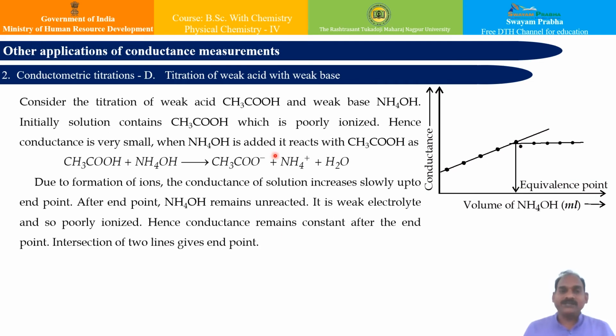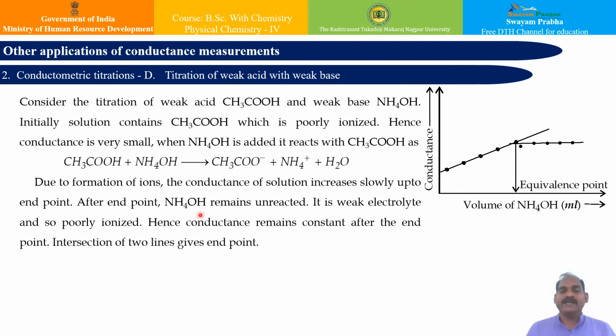The next important type of titration is the titration of weak acid with weak base. Let us consider the titration of a weak acid, acetic acid, with a weak base, that is ammonium hydroxide. Initially the solution contains acetic acid, which is very poorly ionized, and hence the conductance is very small. When ammonium hydroxide is added, it reacts with acetic acid as in this reaction: CH3COOH + NH4OH gives acetate ions plus ammonium ions plus water. So due to the formation of ions, the conductance of the solution increases very slowly up to the end point.